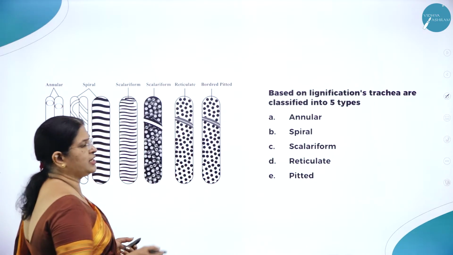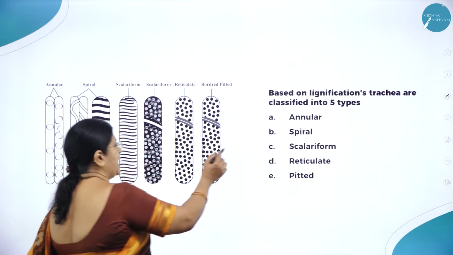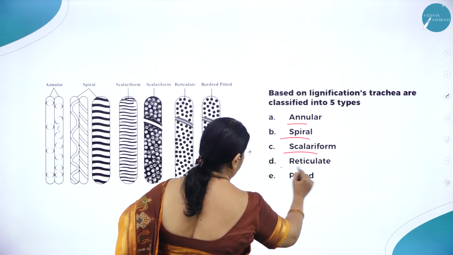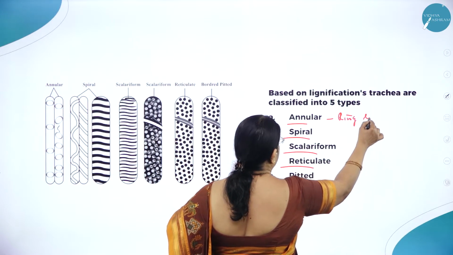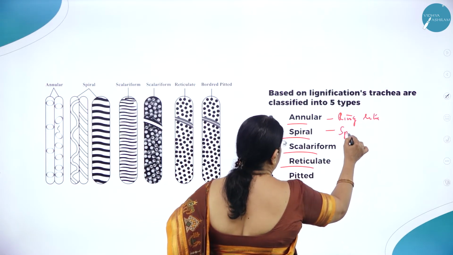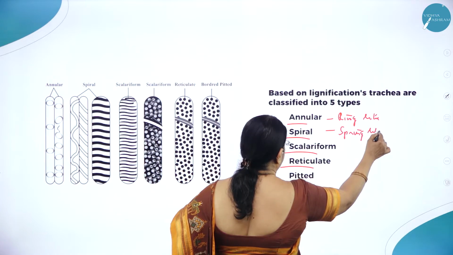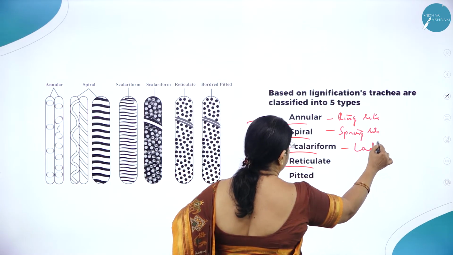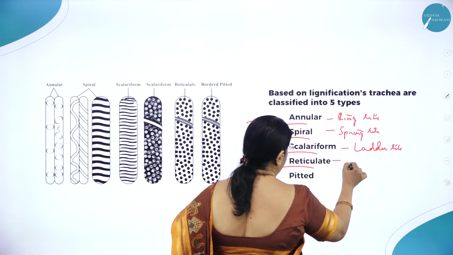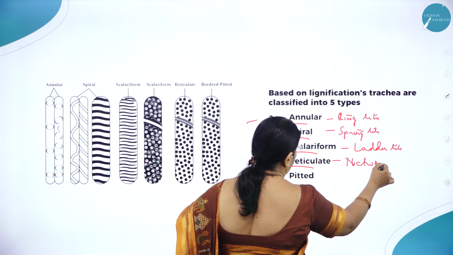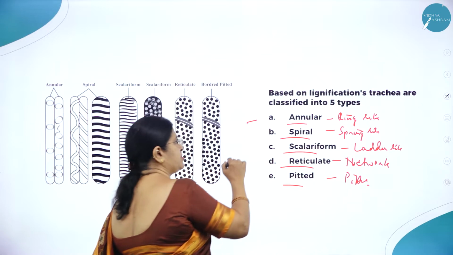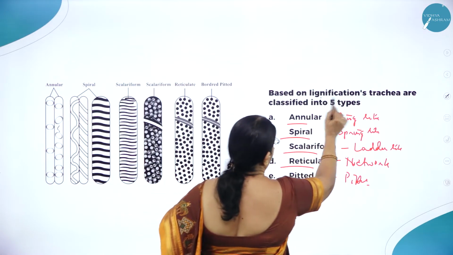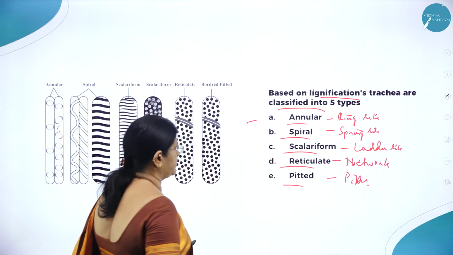Here, based on the lignification, same as I said: annular, spiral, scleriform, reticulate, pitted. Annular, ring-like, spring-like, ladder-like, then in the form of a network, then pitted. So based on the lignification, trachea is also classified into 5 types.